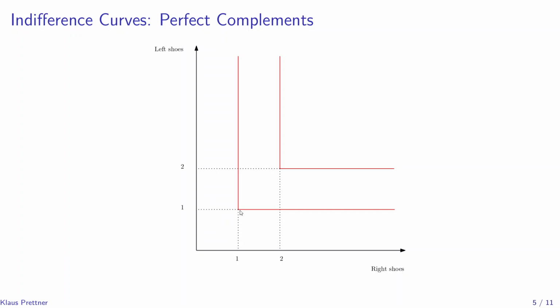So the next best allocation for you would be the one where you have 2 right shoes and 2 left shoes, and you dominate the ones to the left here. So the indifference curves are in a right angle towards each other, the better sets are to the right, and the dominated sets are to the left.